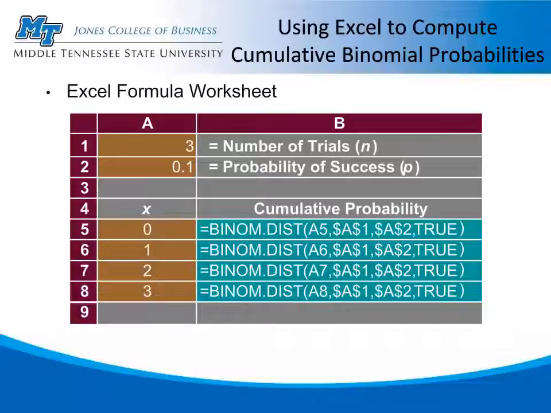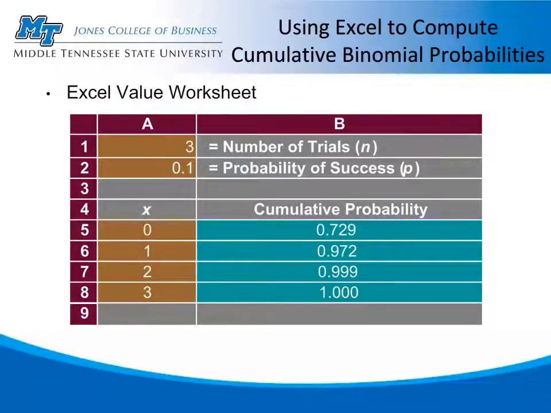Now if you want the cumulative probabilities, just change the false argument at the end of it to true. A trick that you can use in Excel is rather than type out the word true or the word false, you can use 1 for true and you can use 0 for false. And a lot of times you'll see them used that way in functions.